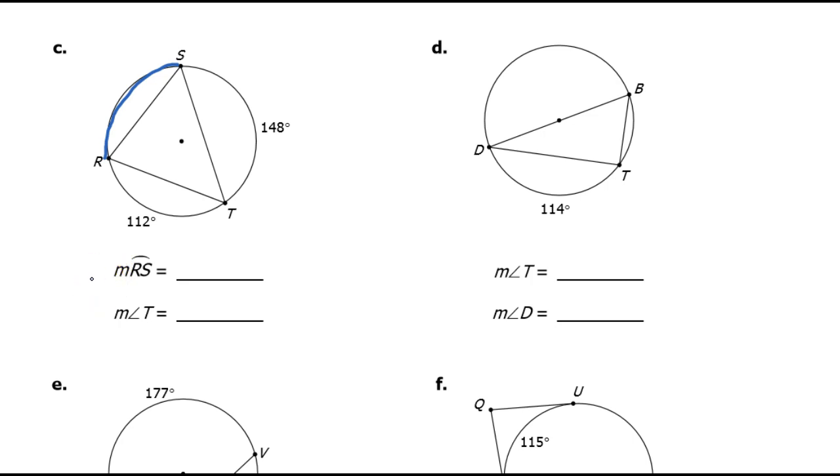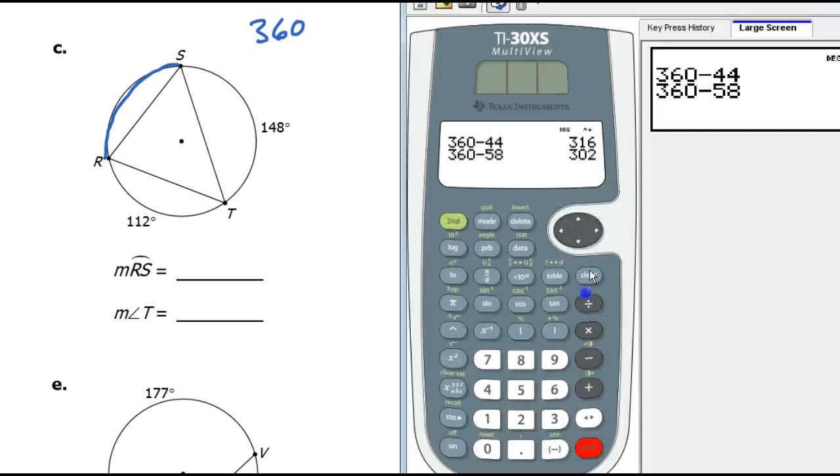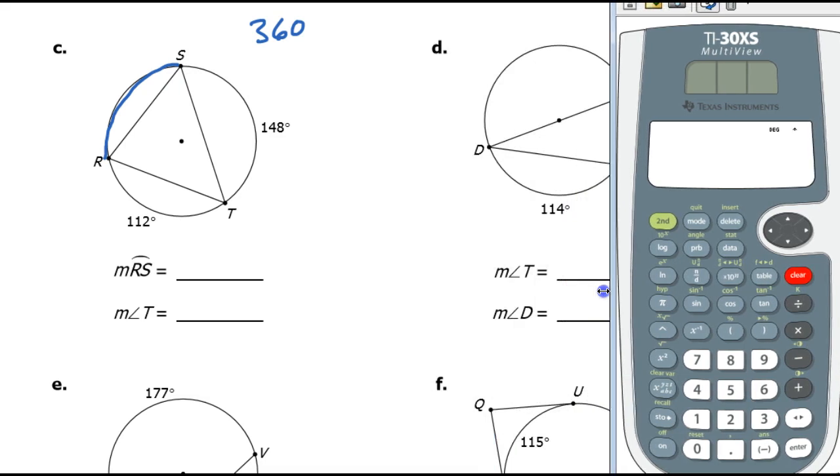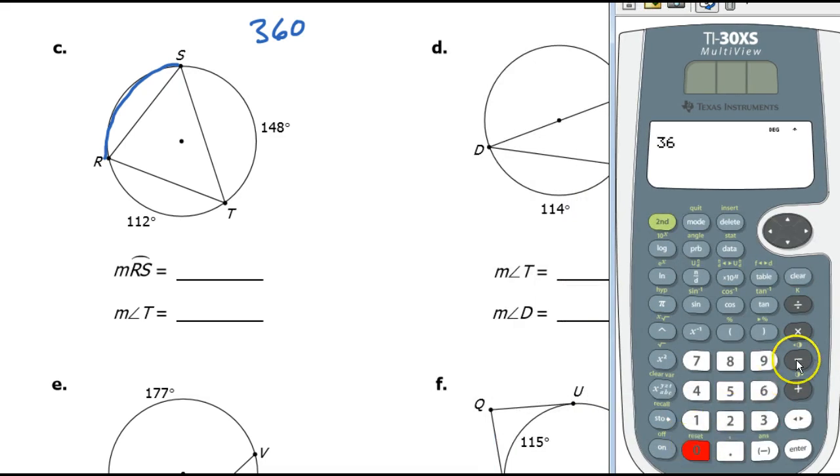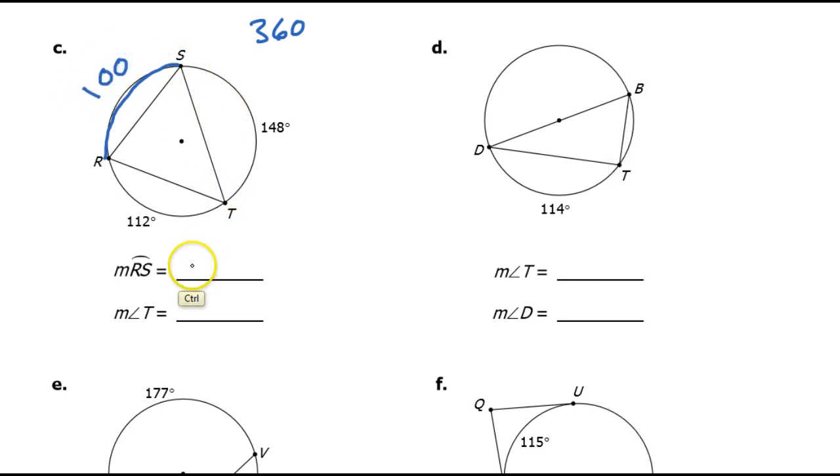Or let me know if you need a hint. Say again. All right, Reed says, we have the whole circle except for this missing part. So we're going to find it by subtracting from 360. So Reed said if we do 360, slide this over, minus 148 minus 112, that's going to be 100. Okay?